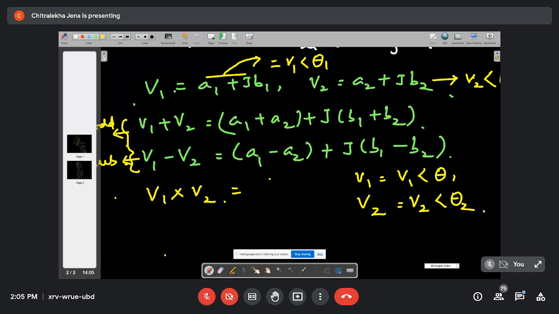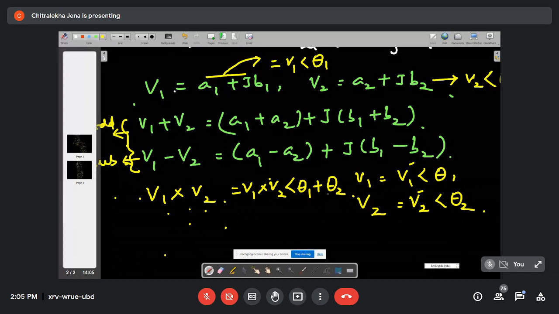Just wait. So V1 multiplied with V2. What will I do while doing the multiplication operation? Just multiply the magnitude part. Magnitude V1 and V2 will be just multiplied, and the angle part you will add it. Theta 1 plus theta 2 you will add. Understood?